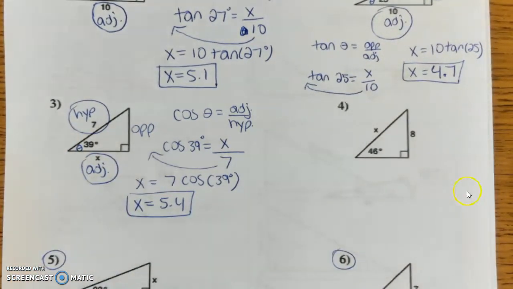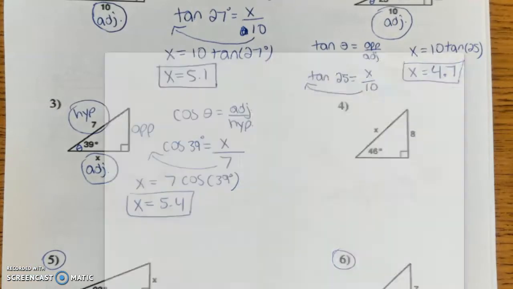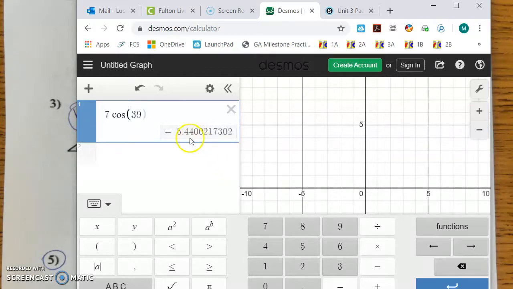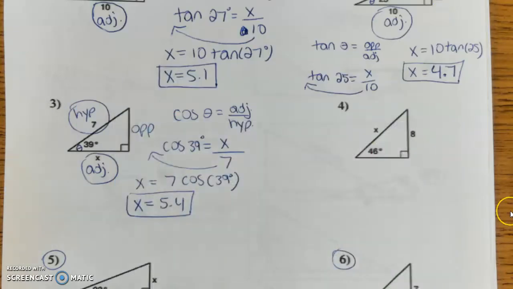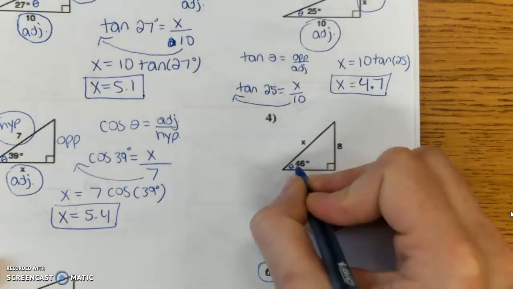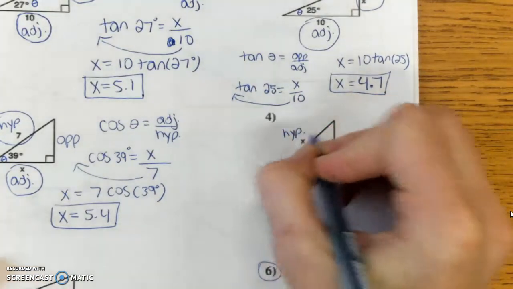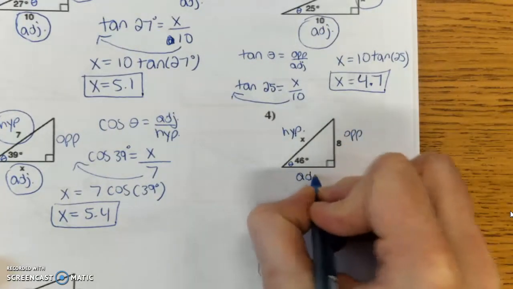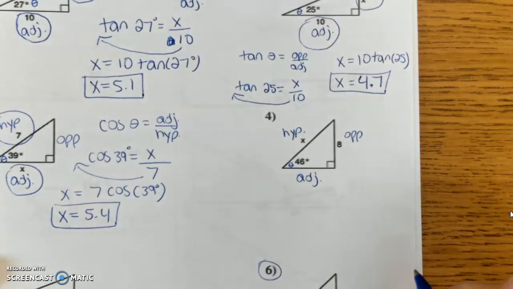All right, let's confirm on Desmos so that you can work on this at home. All right, on Desmos, all I'm going to put is 7 function cosine 39. And that gives me 5.4 as well. All right, number 4. 46 degrees is my theta, so I can label according to theta. Hypotenuse. Across from my theta is my opposite side, which makes the leftover side the adjacent.